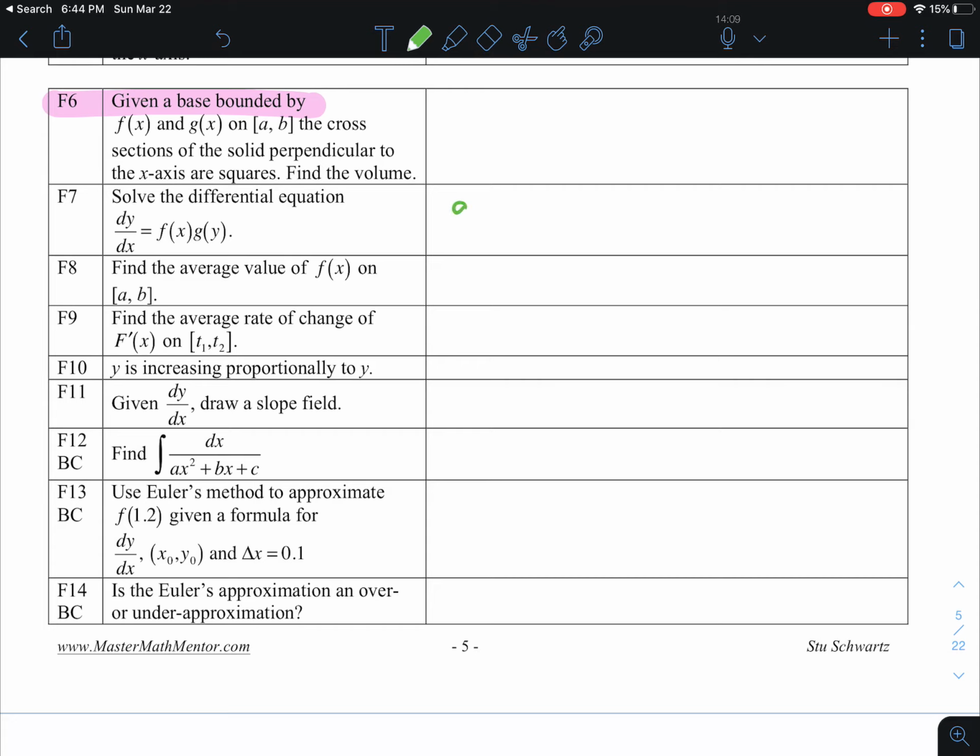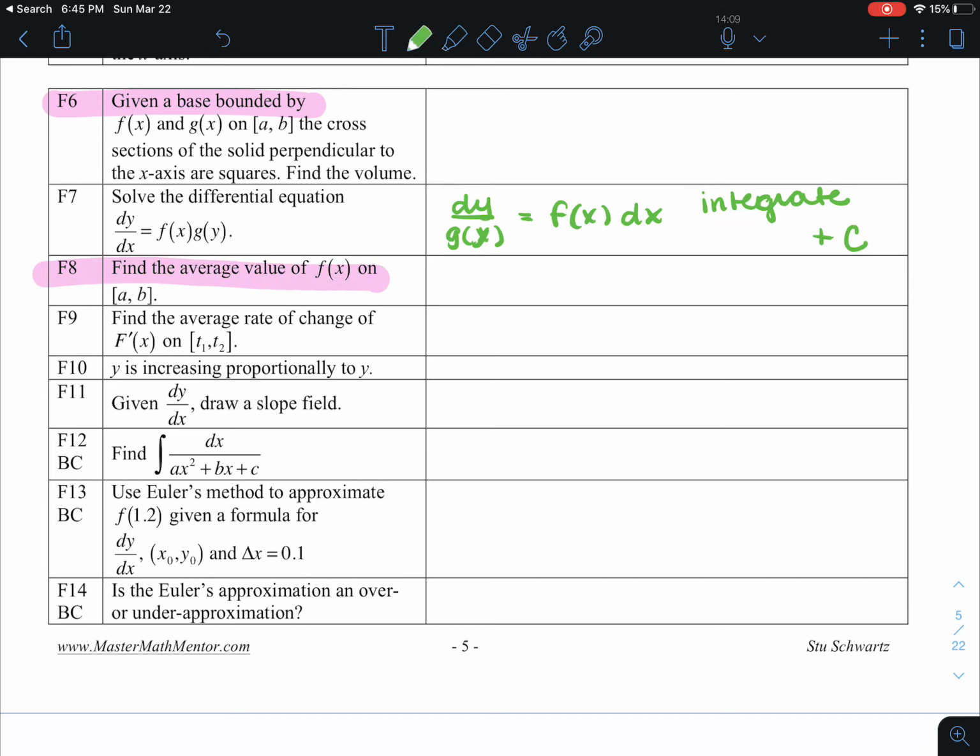This is where we separate the variables. We use some sort of algebraic manipulation, and we put all the y's on one side and all the x's on the other side, and then we integrate, not forgetting our plus c, and that plus c sometimes is that condition we're going to have to solve for, so keep that in mind for solving differentials. Finding the average value is no longer on this exam.